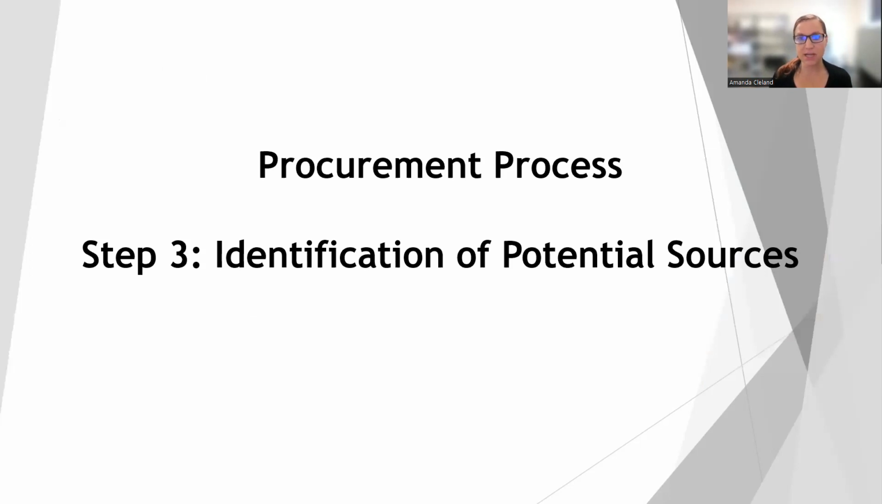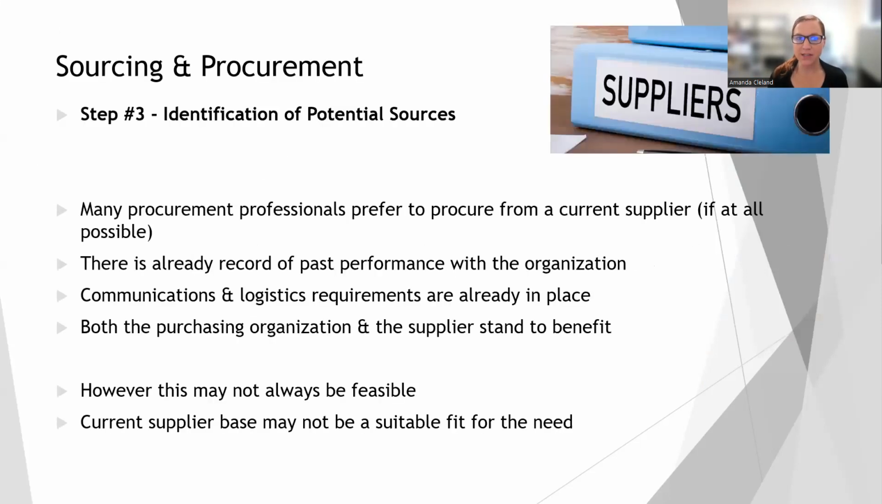So step 3 is going to be identification of potential sources. A lot of procurement professionals prefer to buy from a current supplier or an incumbent supplier, if at all possible. They've already been onboarded. Usually we have an existing relationship with them. Usually we have standard expectations. There's already a record of past performance with us, usually a good one if we want to buy from them. The communication and logistics requirements are already in place. And it makes sense. Both us as the purchasing organization and the supplier stand to benefit from this pre-existing relationship.